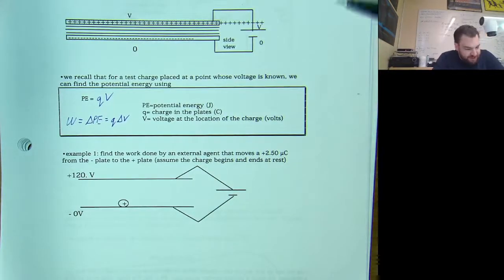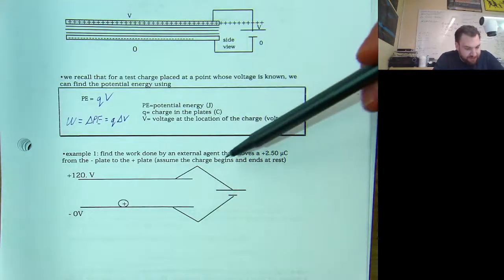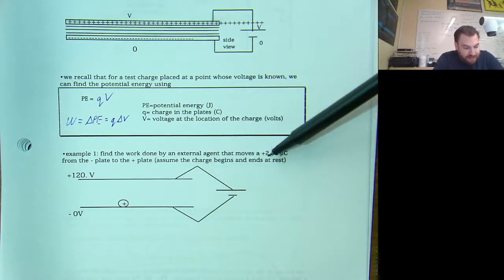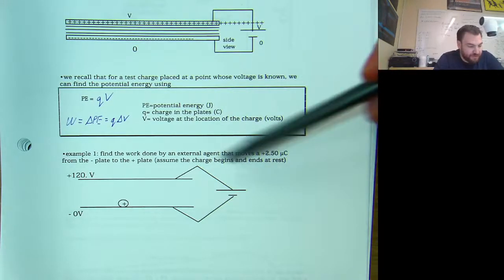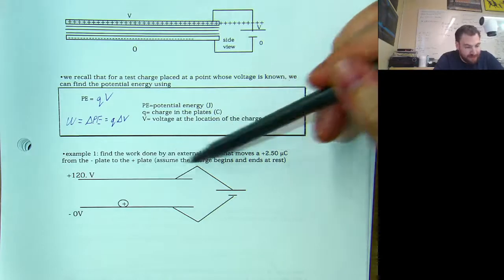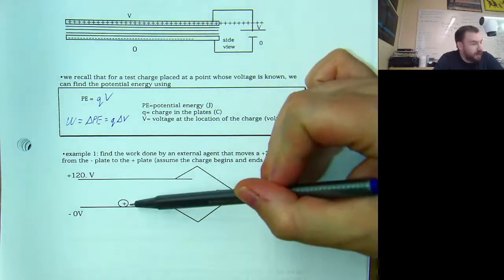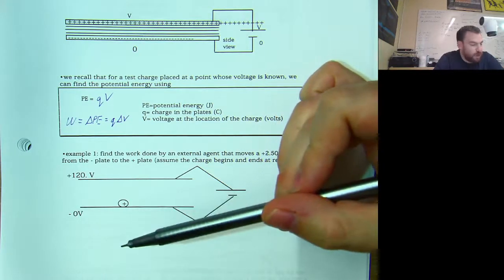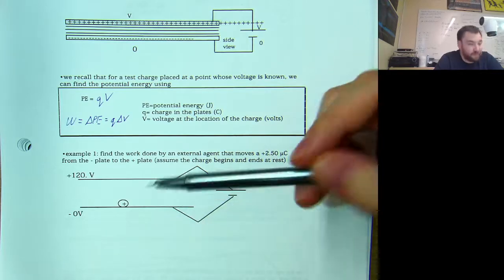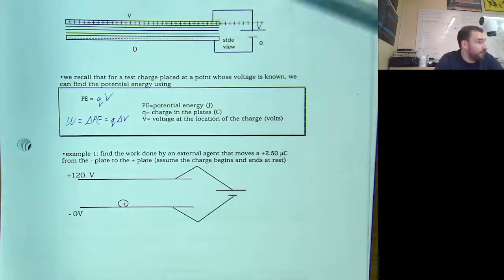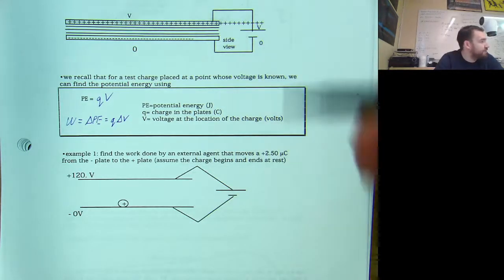So I've got a situation of this. I want to find the work done by an external agent that moves a positive 2 microcoulomb charge from the negative plate to the positive plate, assuming the charge begins and ends at rest. So this is a positively charged object. The positive charge wants to do what? Based on what is drawn here for us, what does the charge want to do?